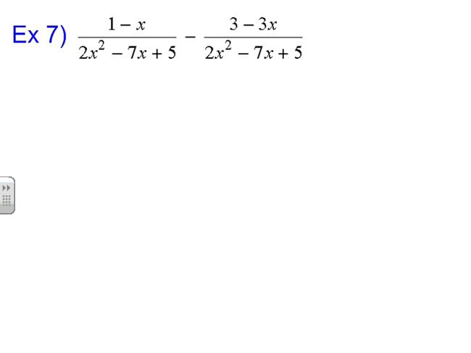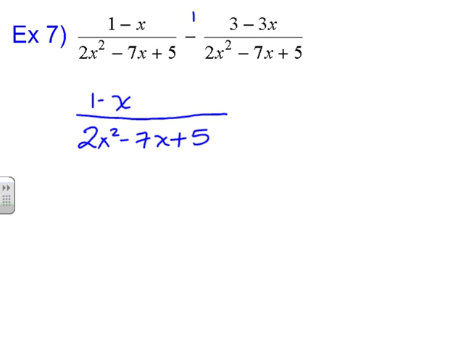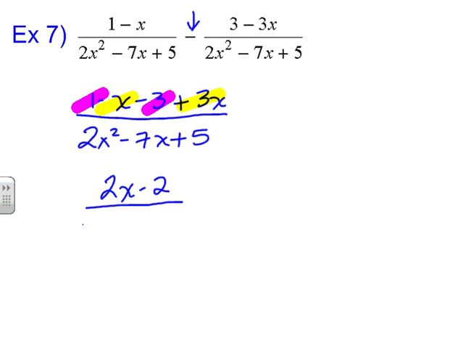1 minus x divided by 2x squared minus 7x plus 5. And from that, we're going to subtract 3 minus 3x with the exact same denominator of 2x squared minus 7x plus 5. So we'll have 1 minus x. Since it's a subtraction problem, we'll change both signs: negative 3 plus 3x. We'll put together things that are alike. The x's will go together, and the constants will go together. What that'll give us is 2x minus 2, all divided by 2x squared minus 7x plus 5.